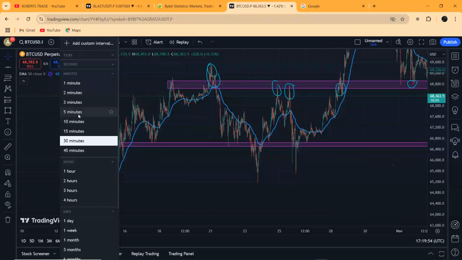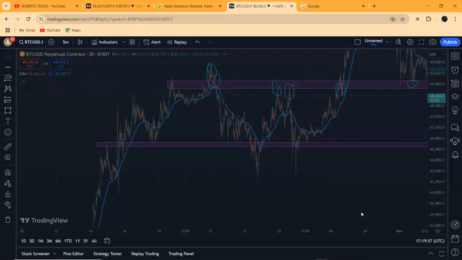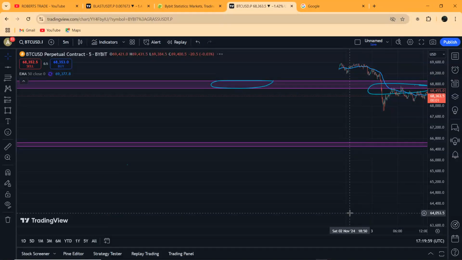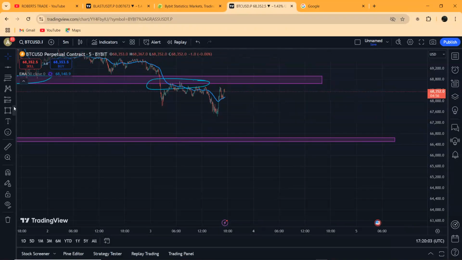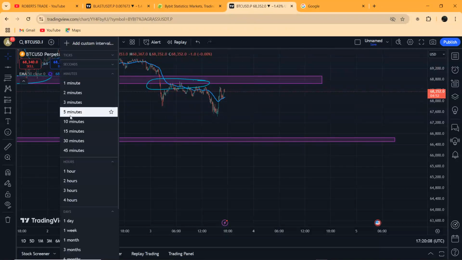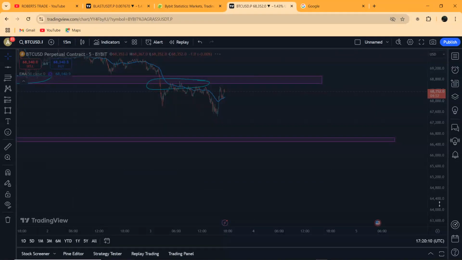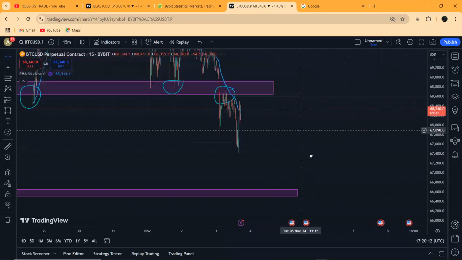So now let's go to our 5 minute time frame for entry confirmation. Personally, I don't use 5 minute time frame. I mostly use 15 minute time frame. So let me change it to 15 minute time frame. For my entry, I mostly use 15 minute time frame.